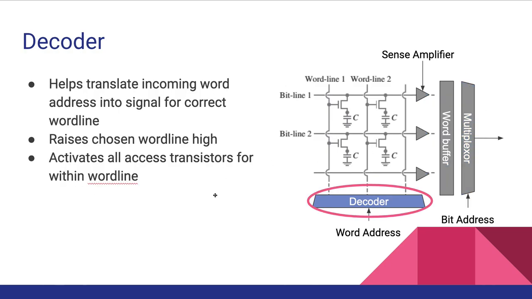The decoder takes an incoming word address, figures out which one of the word lines it needs to activate, and raises that specific word line high. What that does is activate all the access transistors for all those cells within that word line.